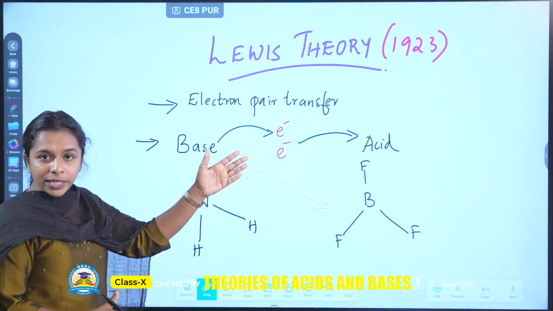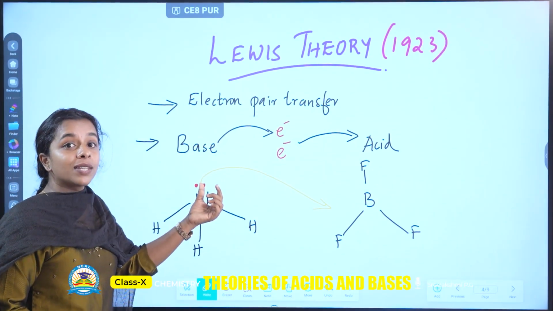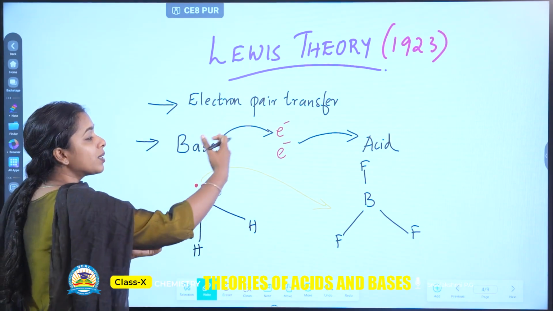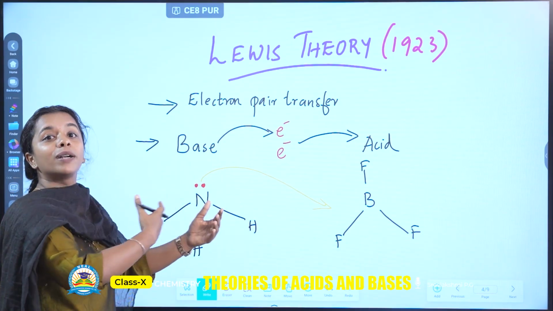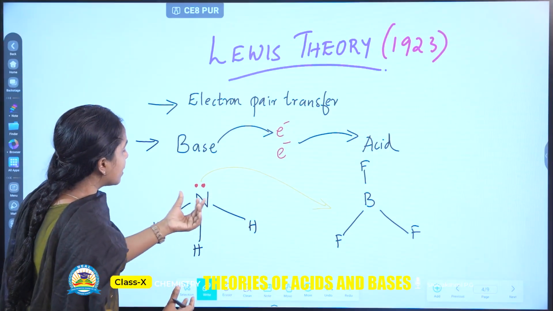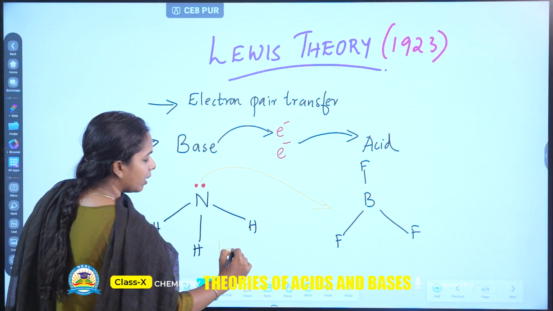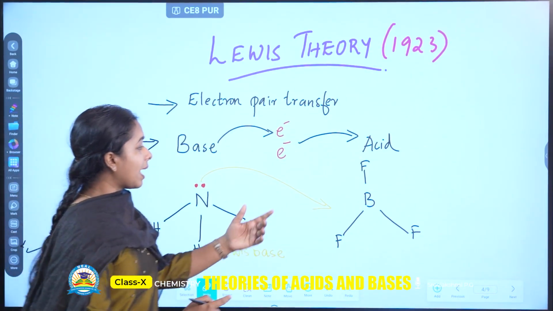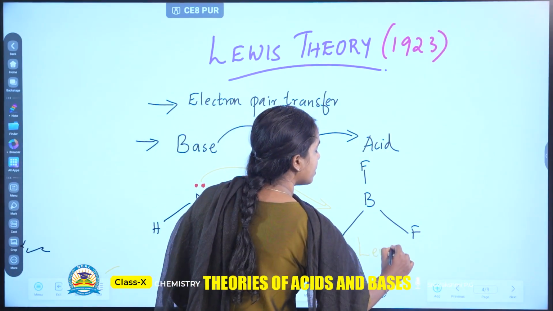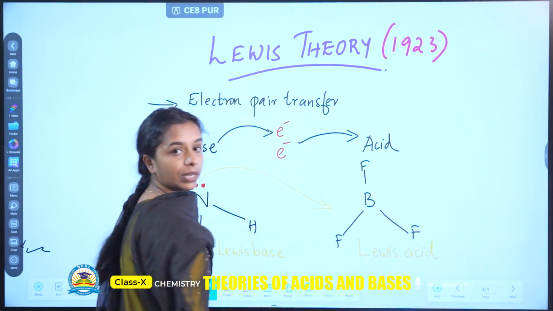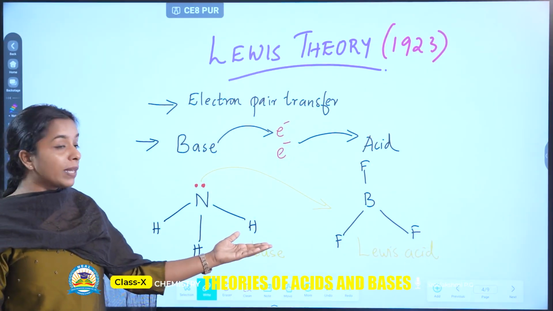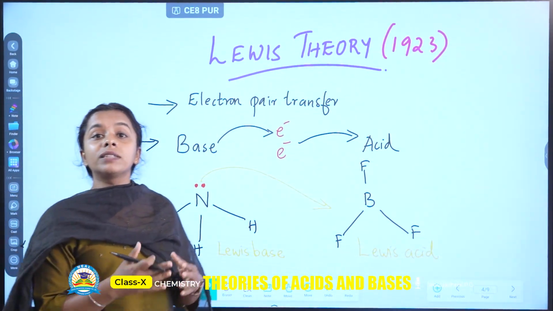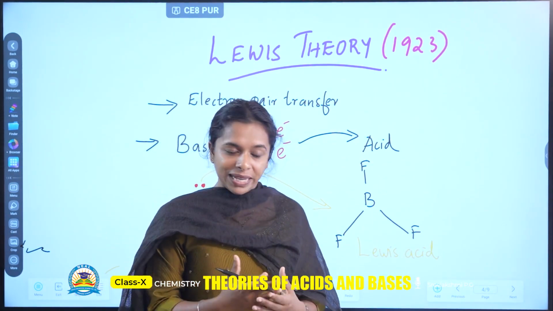So according to Lewis theory, a base is a substance that can donate electron pairs. So ammonia is donating electrons toward the BF3, and they form a coordinate bond. So we can say that this NH3 is a Lewis base, and BF3 is a Lewis acid. It will accept those electrons. Understood?